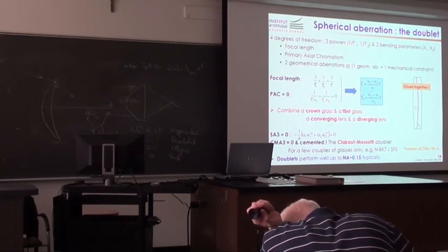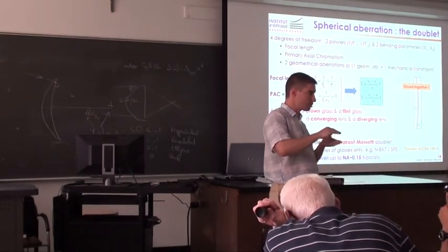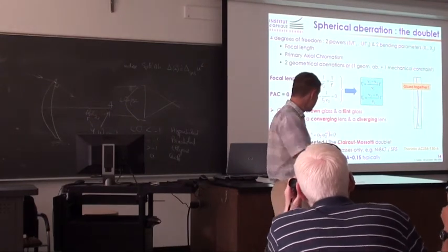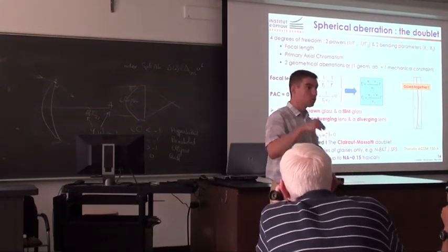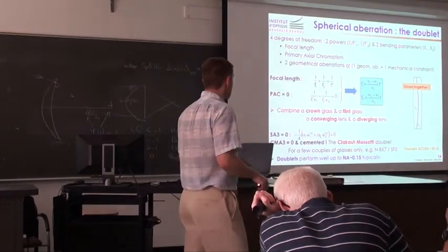There are two kinds of fiber collimators. There are doublets, and there are aspheres. And typically, you can find doublets up to numerical apertures of that. And if you want to go beyond, they're aspheres.